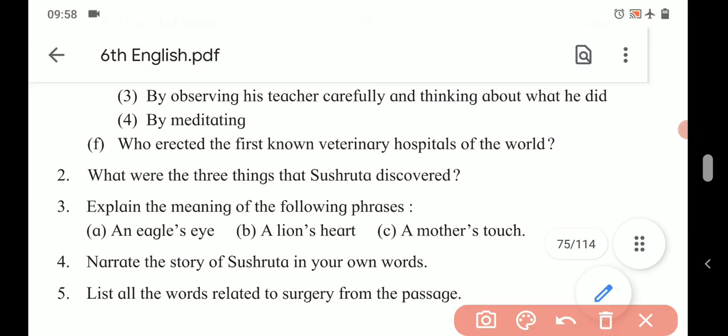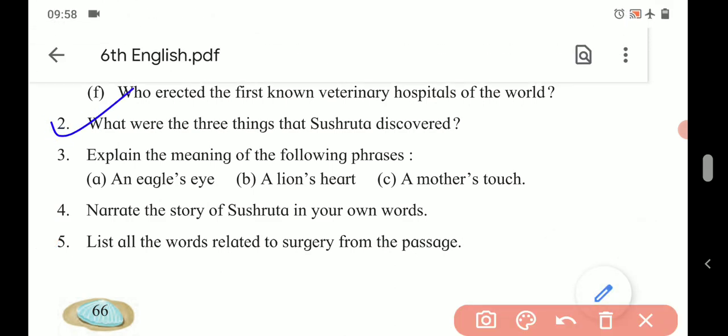Next, who erected the first known veterinary hospital of the world? Who was he? The great emperor Ashoka erected the first known veterinary hospital of the world. Next, what were the 3 missing things that Sushruta discovered? First, a good veterinarian should have an eagle's eye. Second, a good veterinarian should have a lion's heart. Third, a good veterinarian should have a mother's touch.